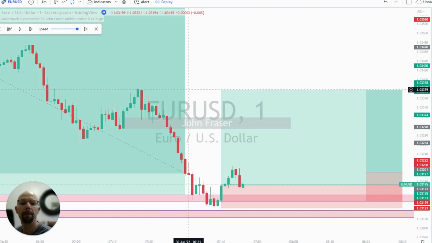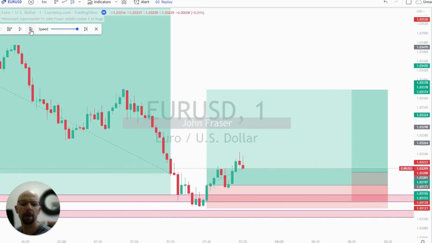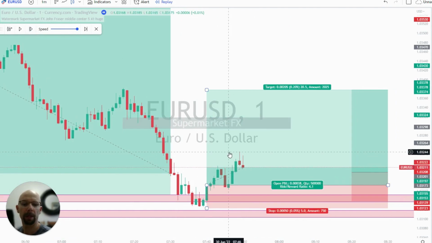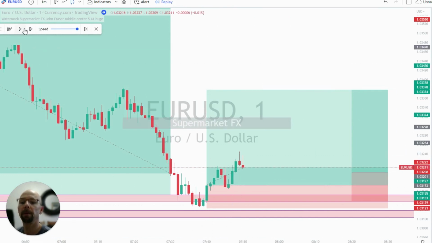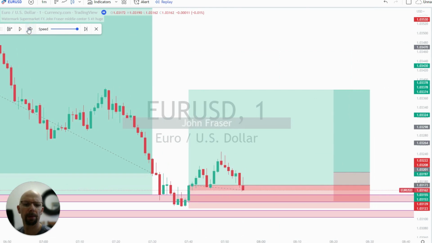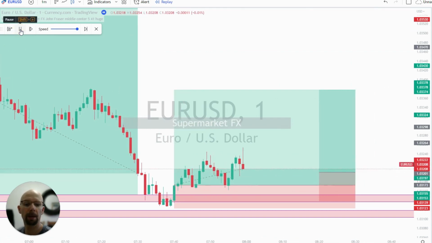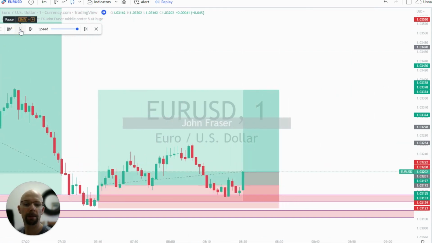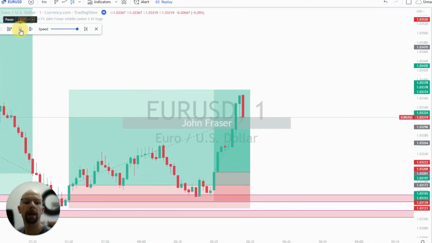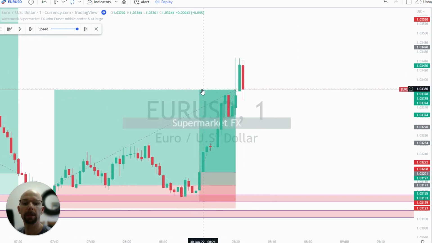So now, at this point, looks like you would have taken partials and moved your stop loss to break even. You would have been stopped out of this one now, so you still would have made something off of it, but you can see that it actually did reach the take profit.